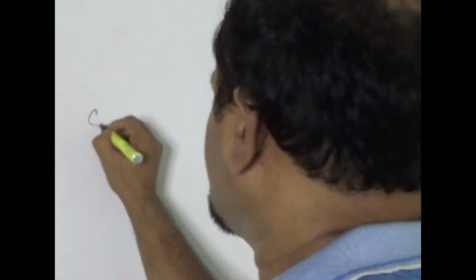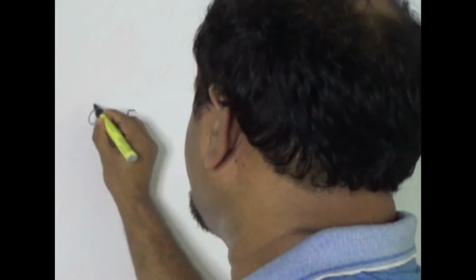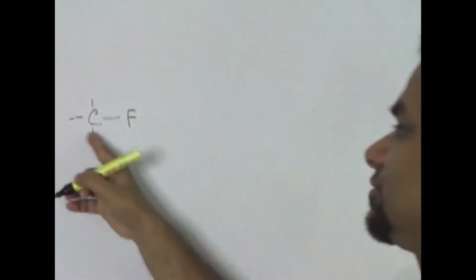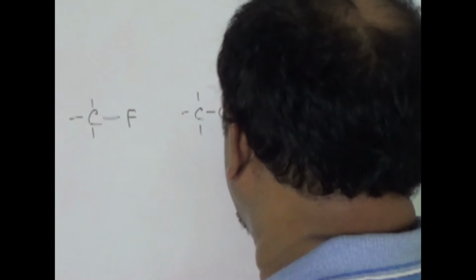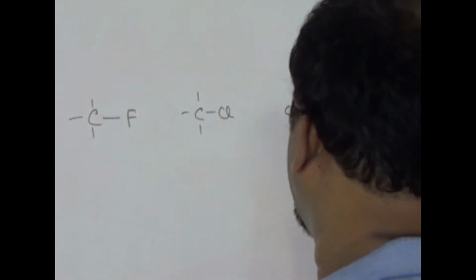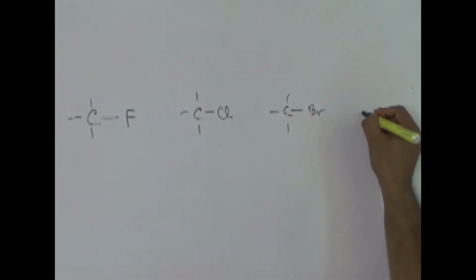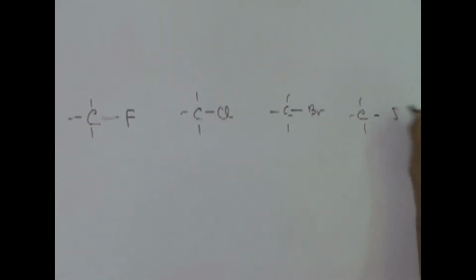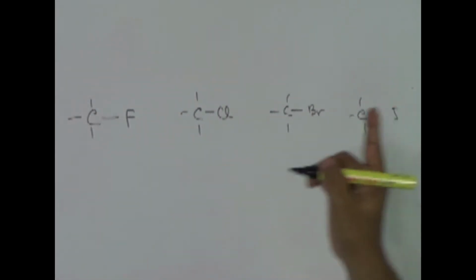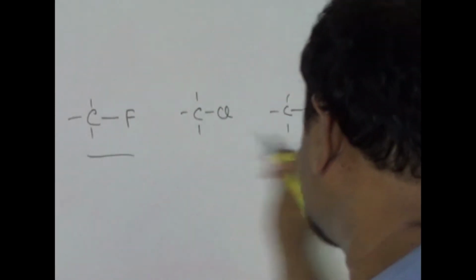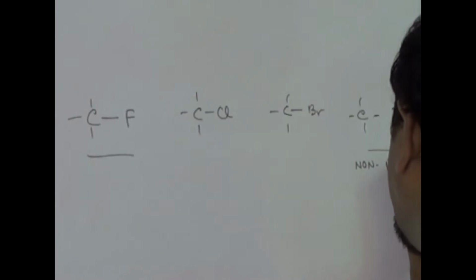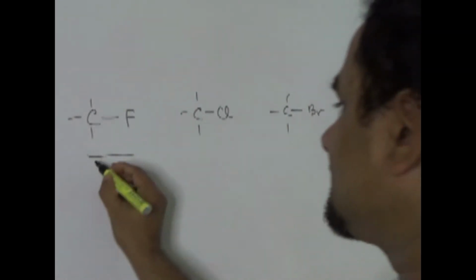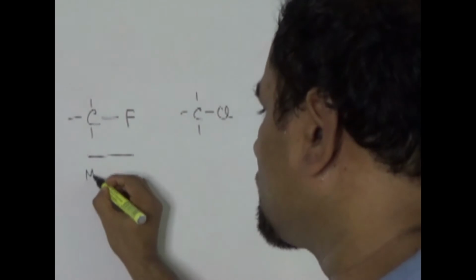Bond polarity of halogenoalkane. Carbon has F, fluorine. These all can be hydrogen or any alkyl group. And this one is carbon with chlorine, carbon with bromine, then carbon with iodine. Here the difference of electronegativity, this is greatest, this is the least, so almost this is non-polar, and this is the polarity highest, most polar.